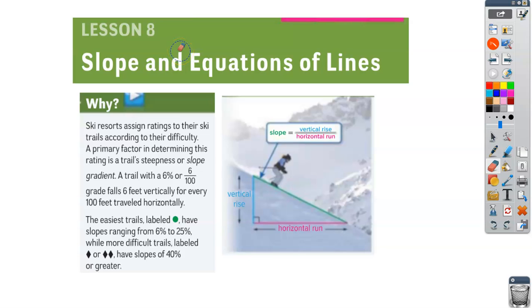Hello everybody and welcome to lesson 8 of chapter 2, which is on slopes and equations of lines, which should be reviewed because we learned this in algebra 1. So, quick review, slope equals the vertical rise over the horizontal run. Vertical rise is how far you move up and down. And the horizontal run is how much I move left to right, side to side.